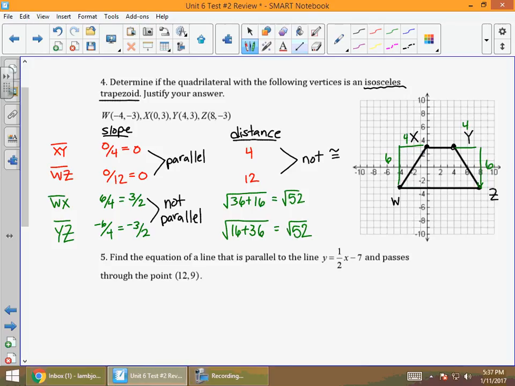And if it's going to be isosceles, I need at least one pair of congruent sides. And since my two sides in red are not the same, I look at my two in green, they are both radical 52. So these two are, in fact, congruent. So is it a trapezoid? Absolutely. Is it an isosceles trapezoid? Yes, it is.